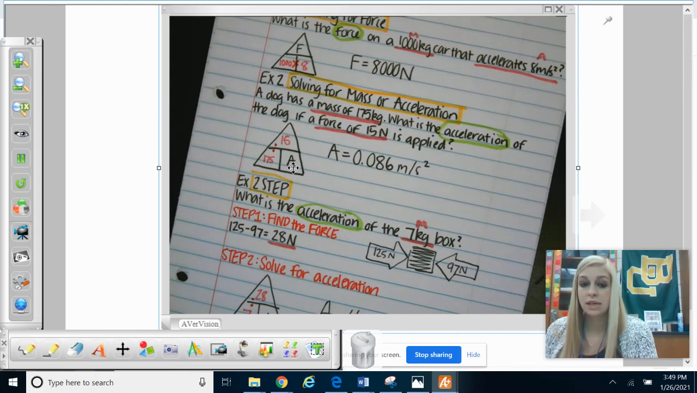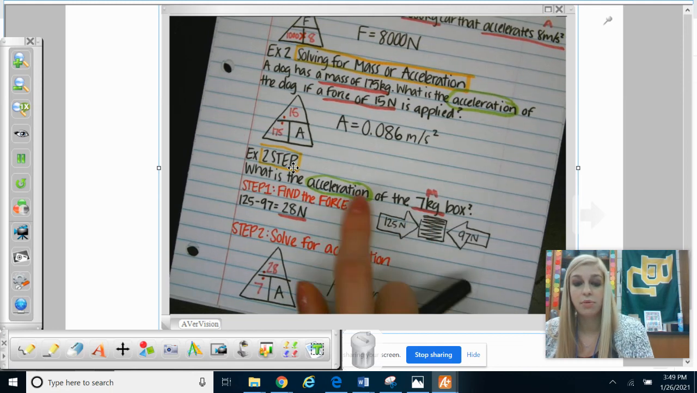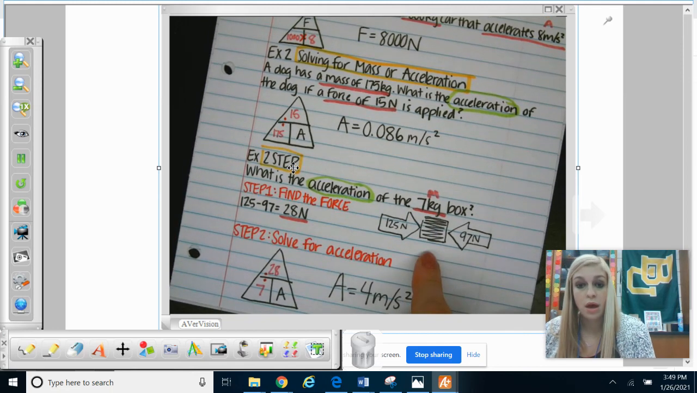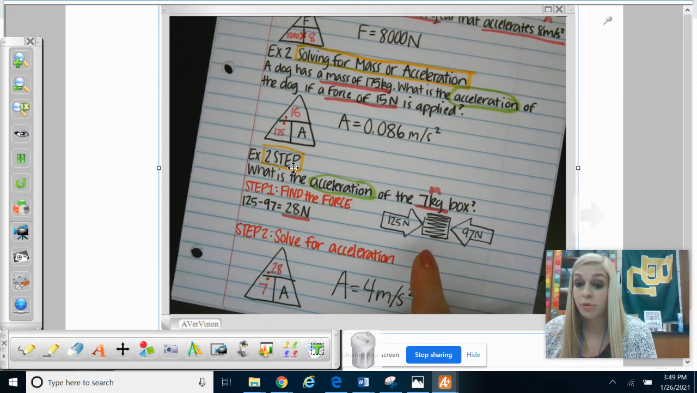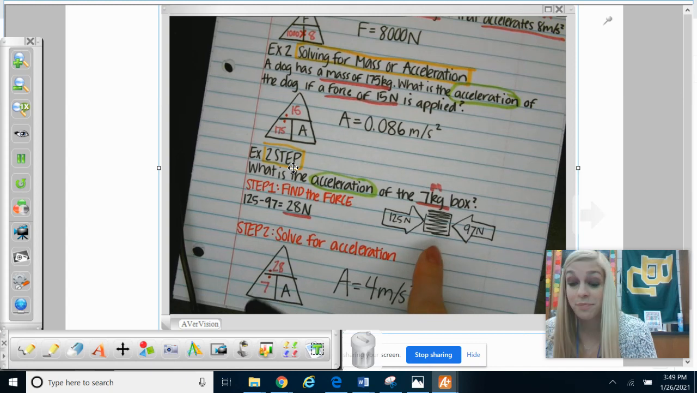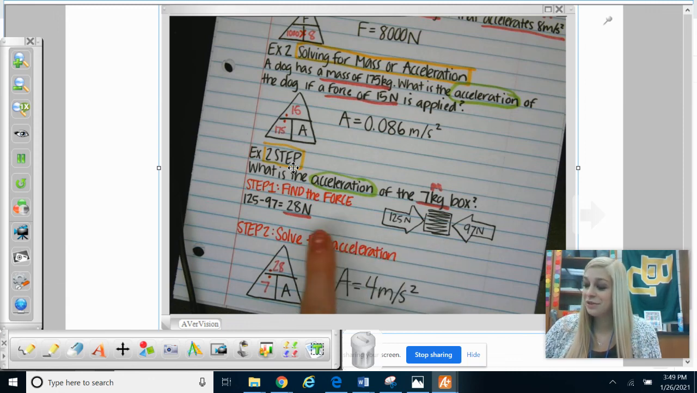The only place this gets a little bit tricky is if they only give you one number in the problem and they give you a picture. You have to recognize that you can get your force from this picture. No one is going to come to you on the test and say, find your force right there. You have to look at that and say, I can find my force right there. Find your force, solve for acceleration. And that is how you use the triangle.